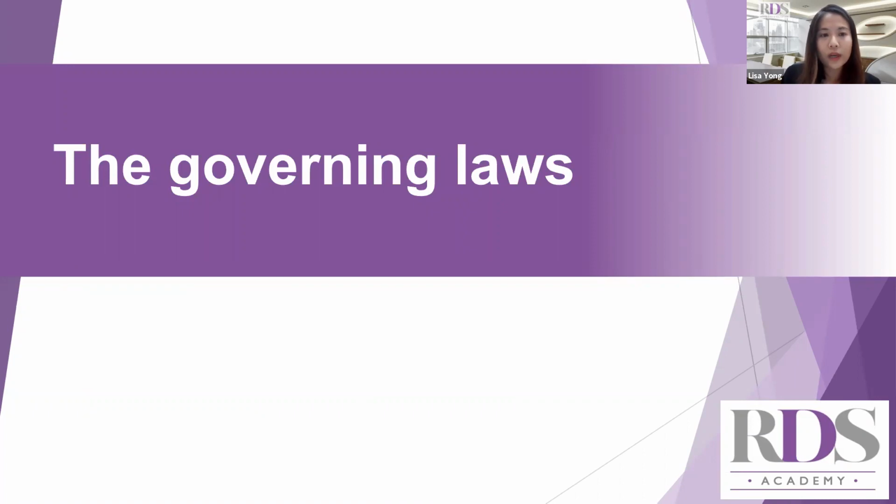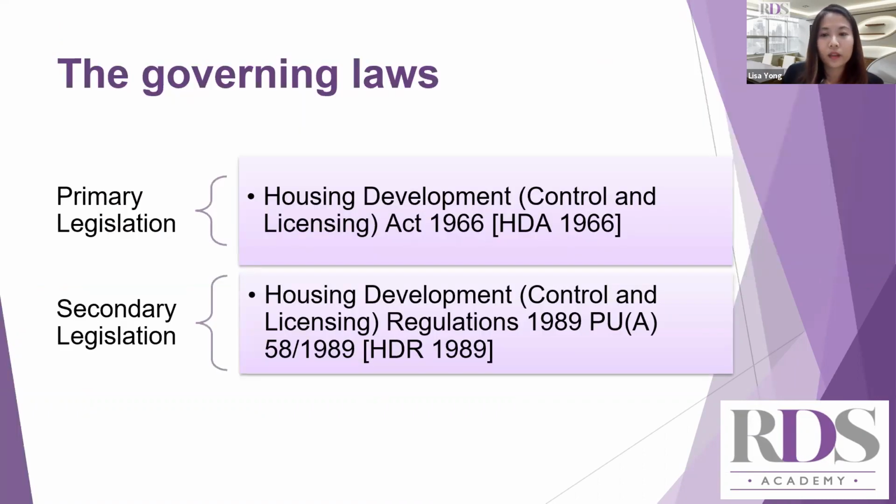First of all, what is housing development? The primary legislation is known as the Housing Development Act, as you can see. It was formerly known as the Housing Developers Control and Licensing Act 1968. This act has been in existence for more than 50 years since its inception.